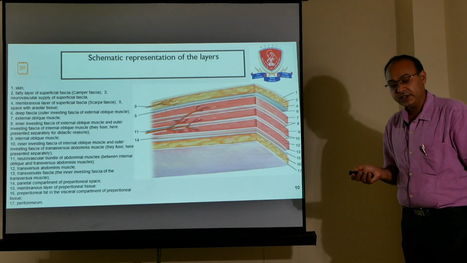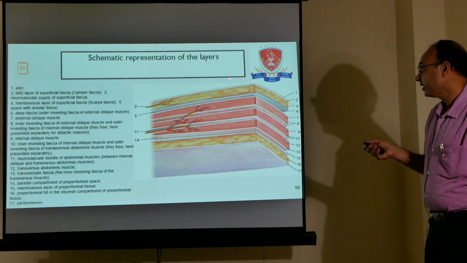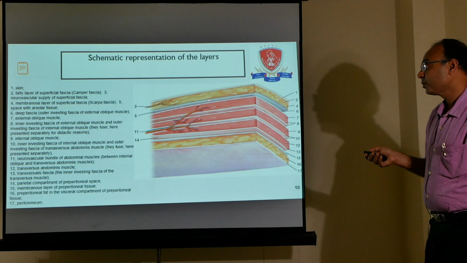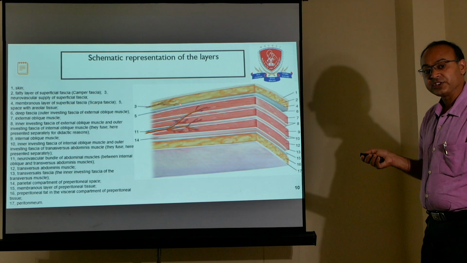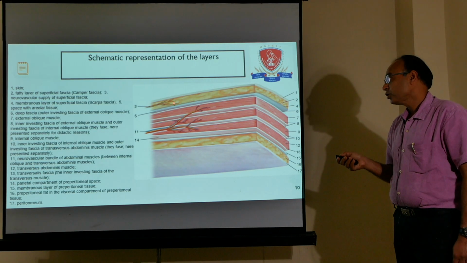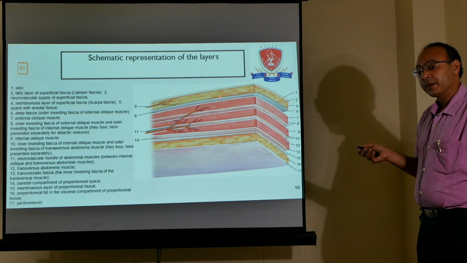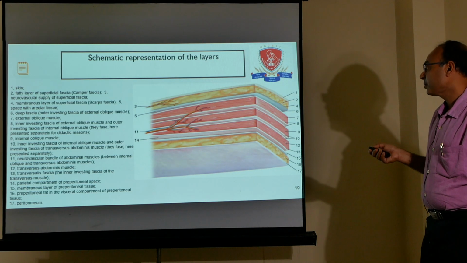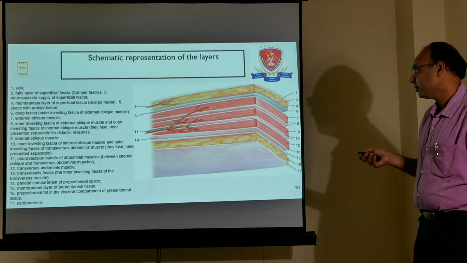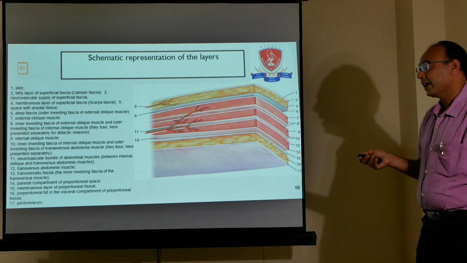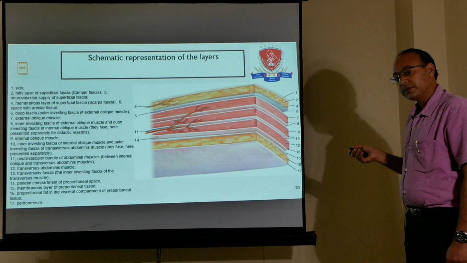This is a representation of the layers of the abdominal wall. Starting with the top, the first one is the skin, then comes the superficial fat, or the Camper's fascia. In this layer lies the superficial neurovascular bundle. Then comes the membranous layer, or the Scarpa's fascia, and between the Scarpa's fascia and the muscle layer lies the deep adipose tissue. Then come the muscle layers.